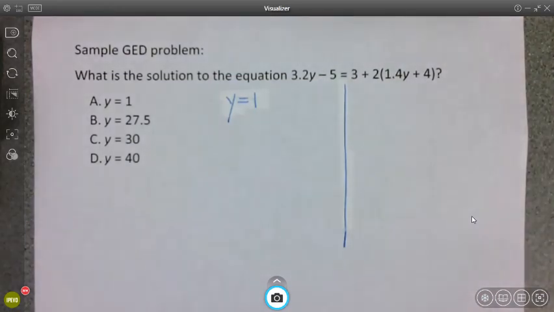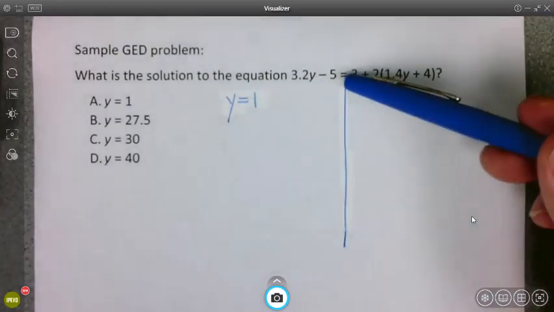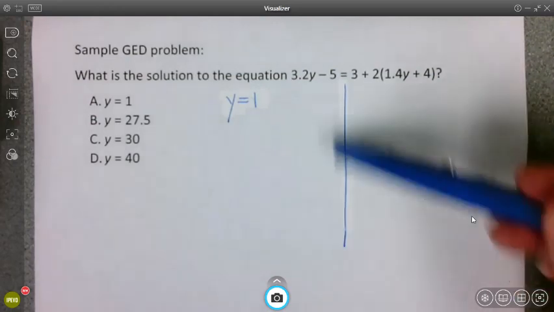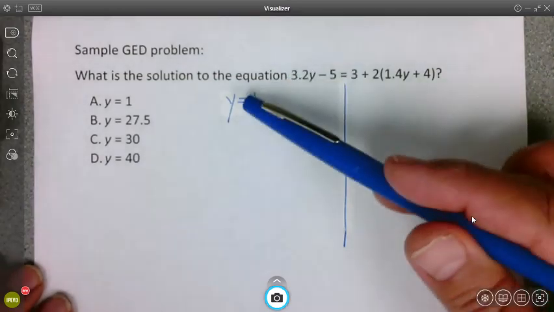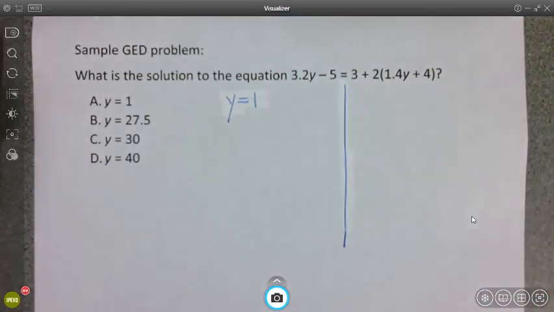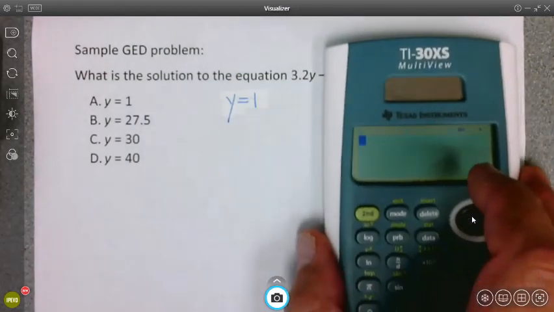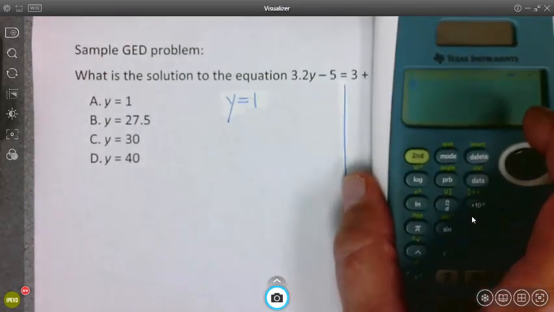the variable y. Now you'll notice I've gone ahead and set this up by drawing a vertical line in between the left and the right hand sides of the equation to keep track of my work, and I've started by picking the value y equals 1. We're going to see what happens when I substitute 1 in for the variable y.